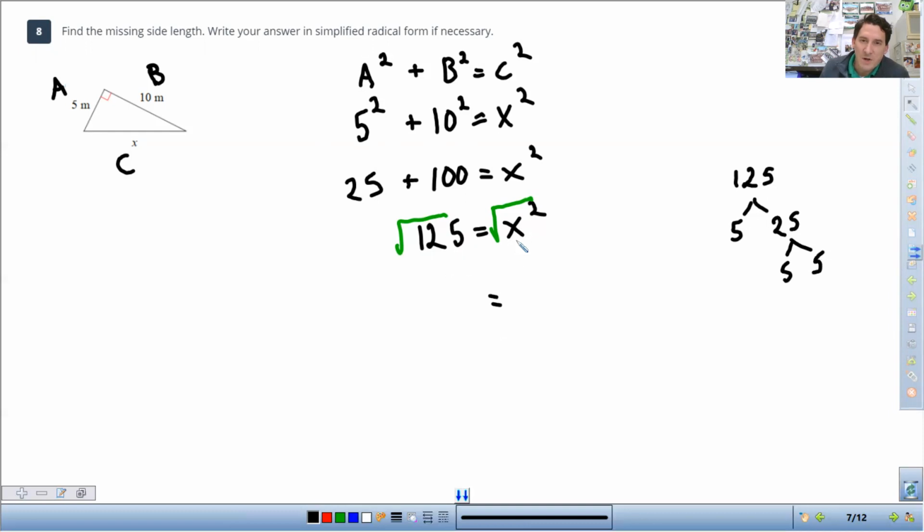So over here, I'm going to work it all out so that the square root and that squared cancel out. This would be the square root of 5 times 5 times 5. So remember, you look for pairs. For every pair, one goes on the outside, cross it out. And so the simplified radical form is 5 square root of 5.